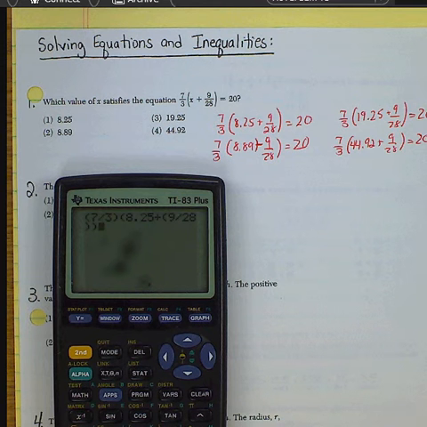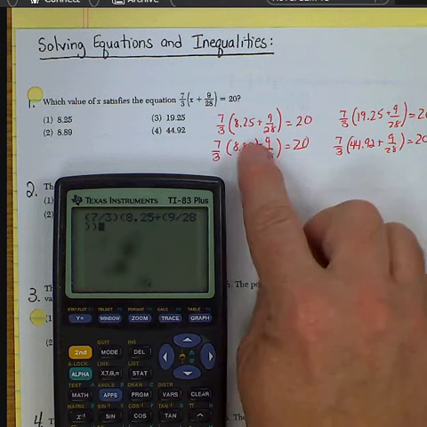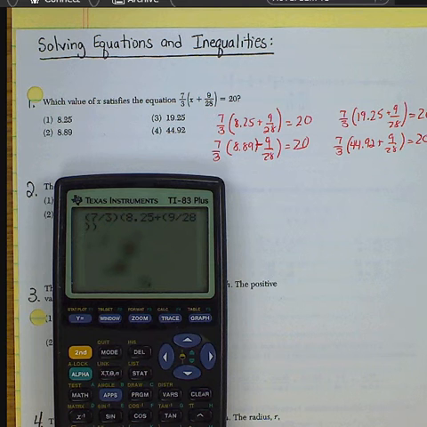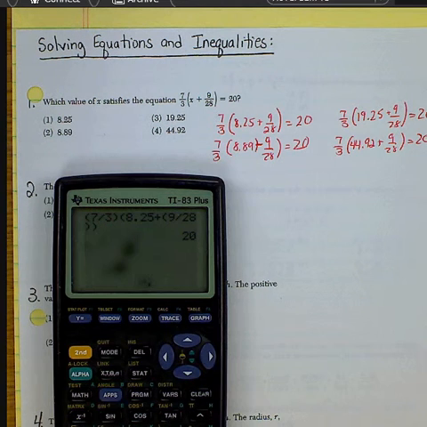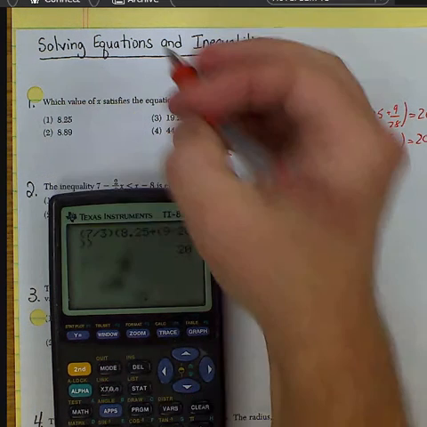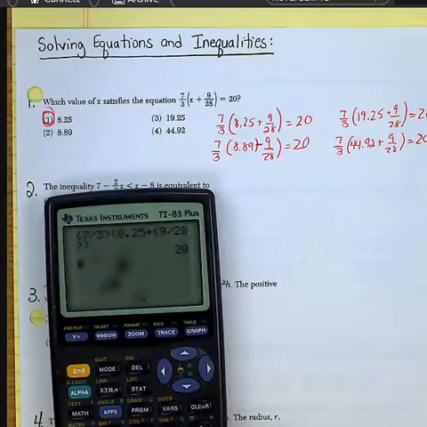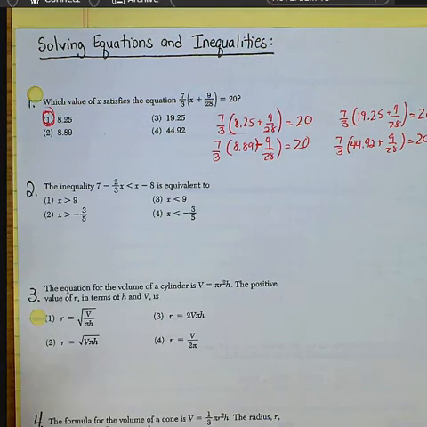And that's it, right? If I hit enter and I get 20, I know choice 1 is my answer. I get 20. So here we go. Choice 1 is the answer right here, 8.25. All right, that's it. Next one.